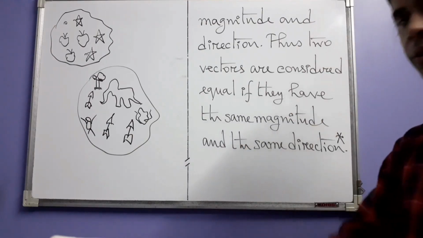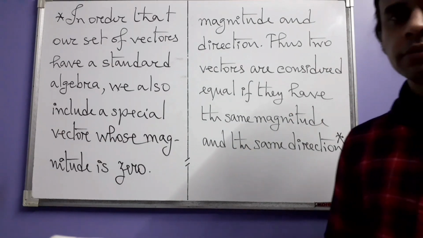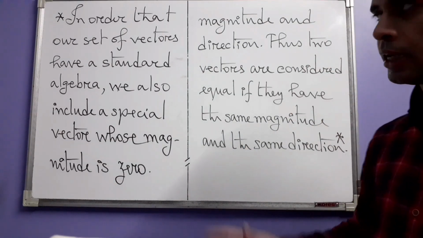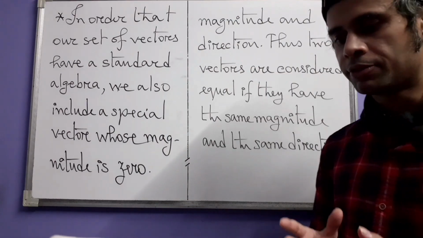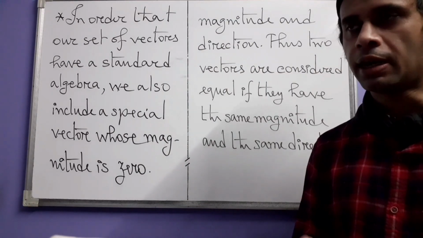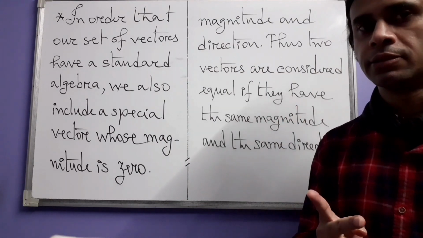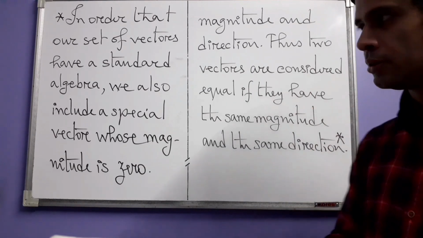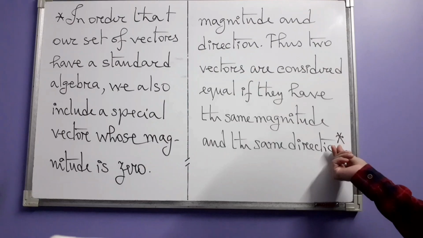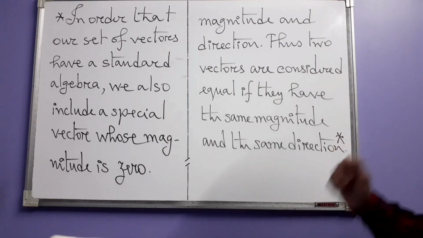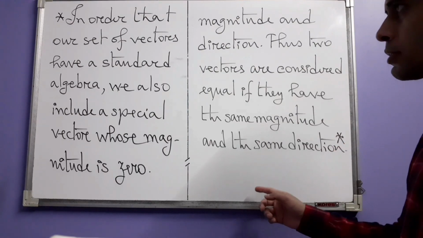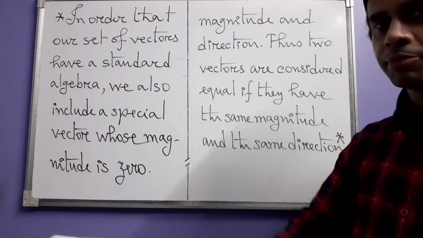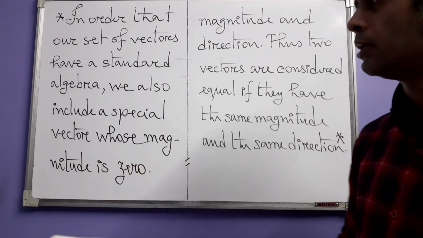Now let us go back to our actual topic. We were defining a vector, and we said that a vector is an abstract quantity having two properties. One of them is magnitude and the other one is direction. And there is a star here. And that star is about something which now we are going to make clear.